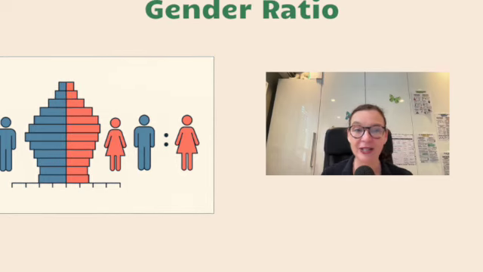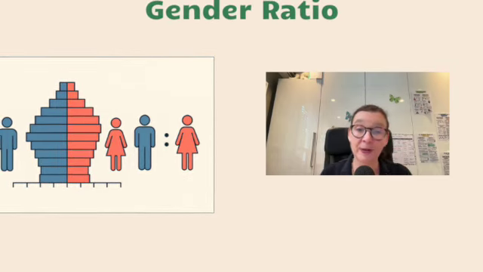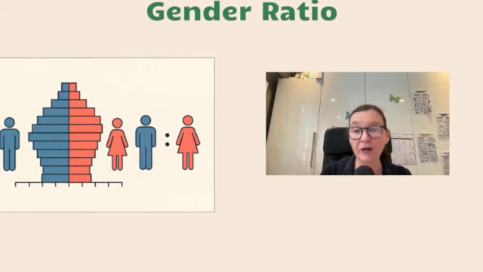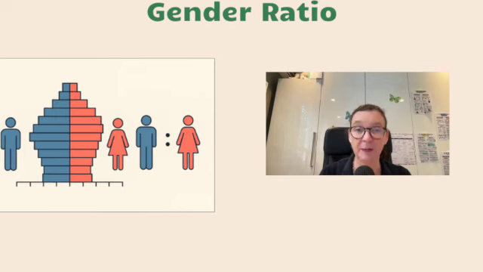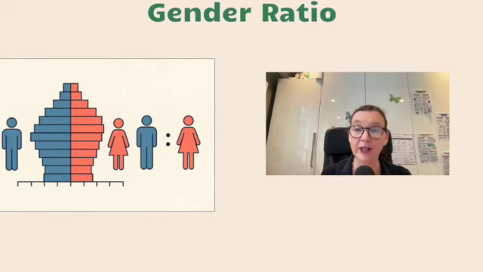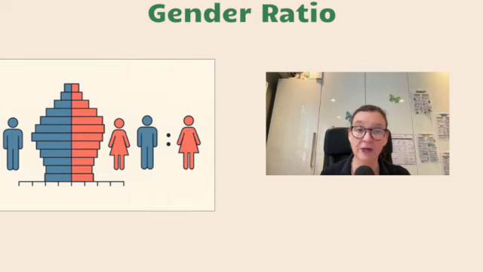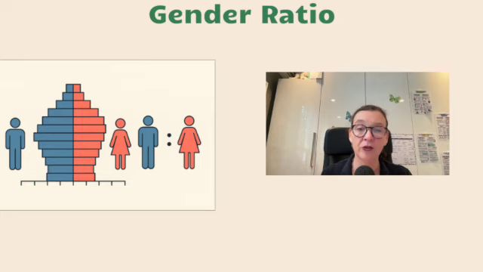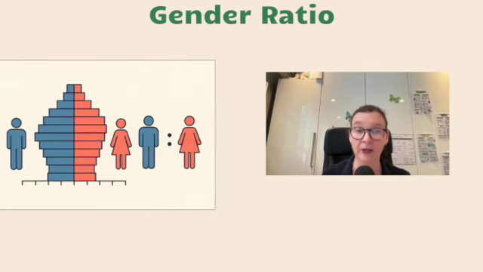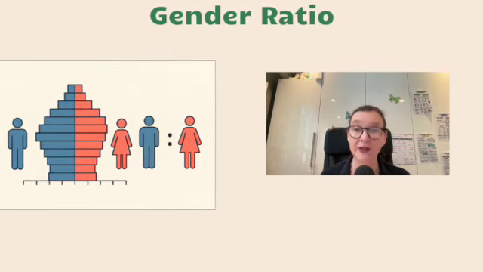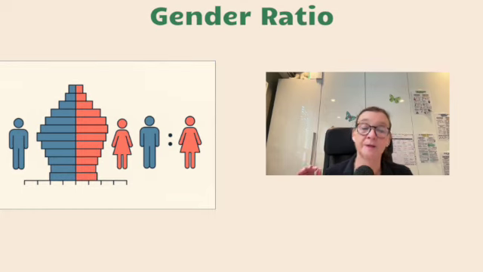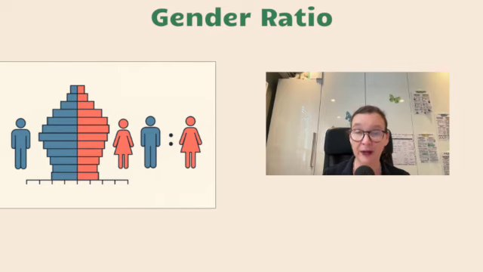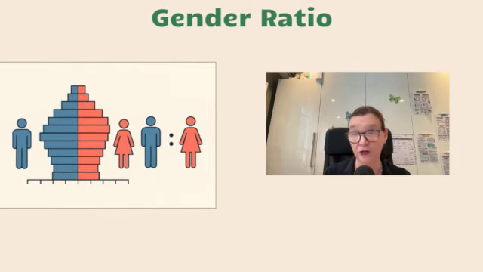Okay, let's talk about gender ratio, which is an important demographic measure in population geography. The gender ratio is the number of males per 100 females in a population. So for example, a ratio of 105 means there are 105 males for every 100 females. You'll often see this shown on a population pyramid, where the left side represents males and the right side represents females. Comparing these sides helps geographers spot differences between male and female populations across age groups.